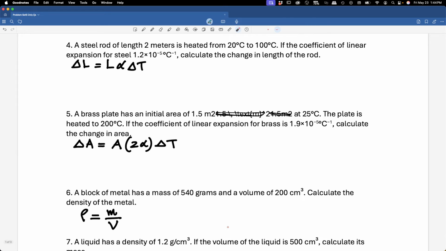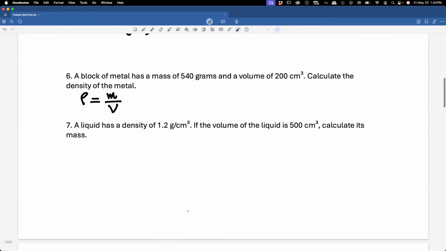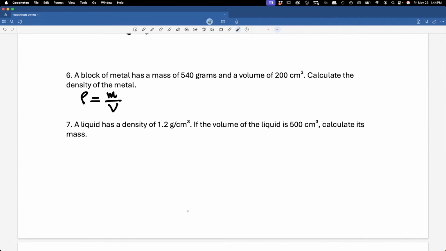Number 6 is straightforward. You're given the mass, you're given the volume, and you're asked to find the density. Density is mass divided by volume. You can keep this in grams and keep this in centimeter cube. So the answer would be in grams per centimeter cube. Number 7 is similar, except that although you're using the same formula, you're asked to calculate the mass. So there's a little bit of algebra there, one more step, okay? You're going to get the mass in grams.